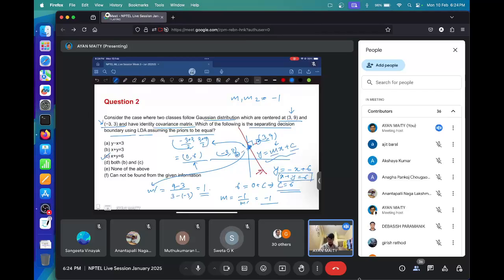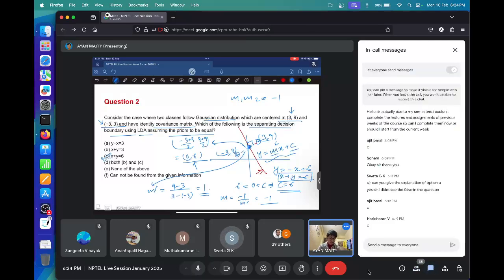So this is how you can find the equation of the separating decision boundary in case of LDA if the two centroids are given. Does anyone have any questions or doubts in this problem?